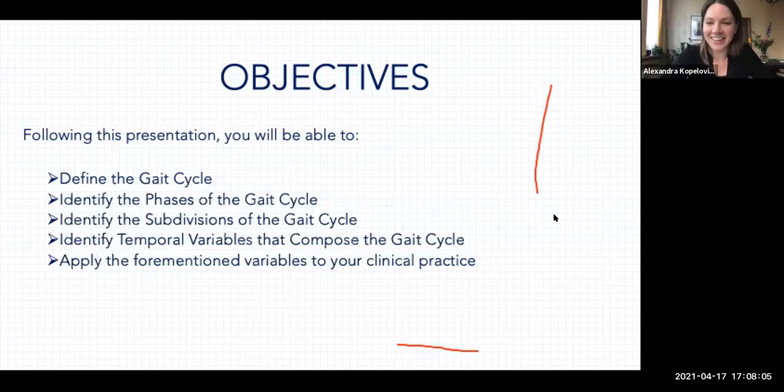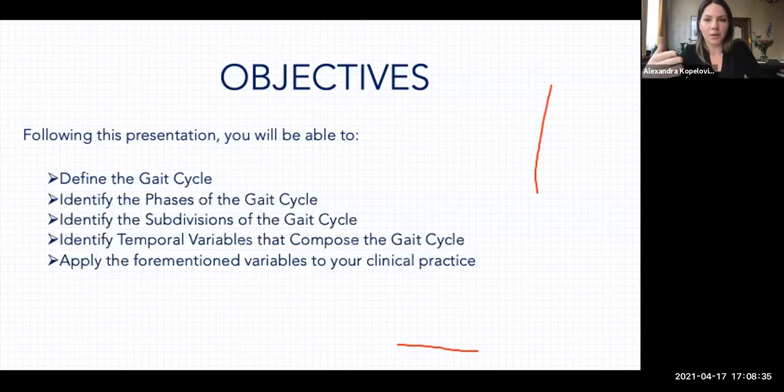I'm just going to let this one be. Okay, so the objectives for our presentation today are, of course, to review the gait cycle. Many of you are familiar already with the gait cycle, but I always feel like it's good to have a refresher. We will identify the phases of the gait cycle. We will take a look at the subdivisions, such as stance phase and swing phase. Most importantly, we will identify temporal variables that compose the gait cycle.